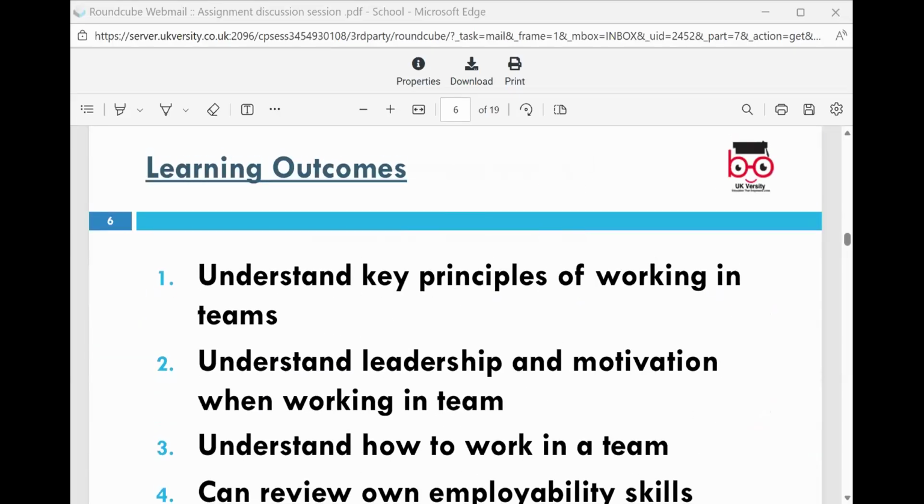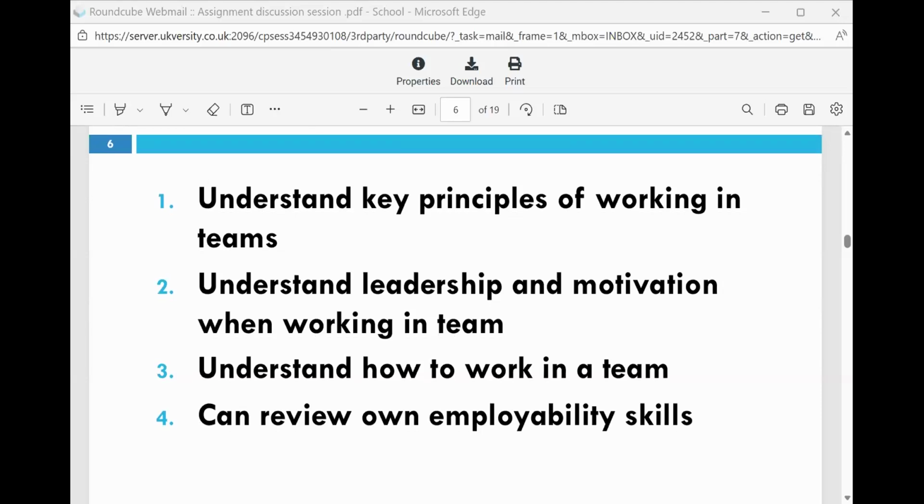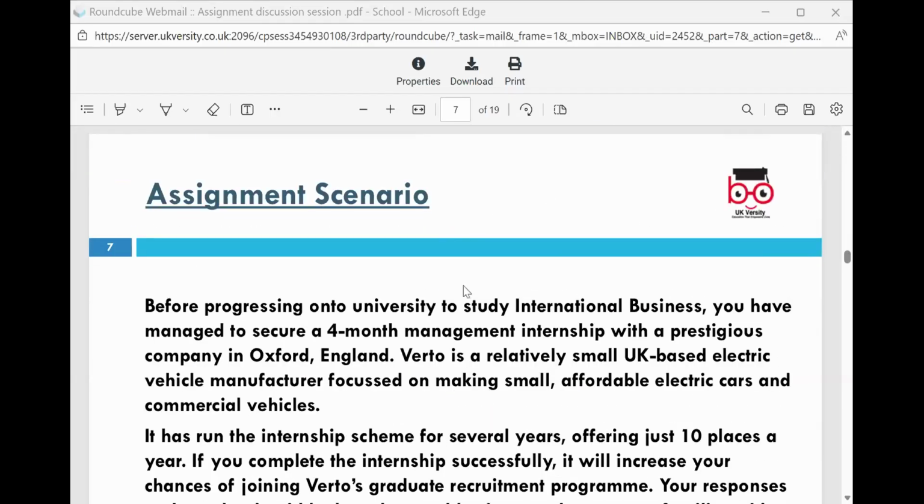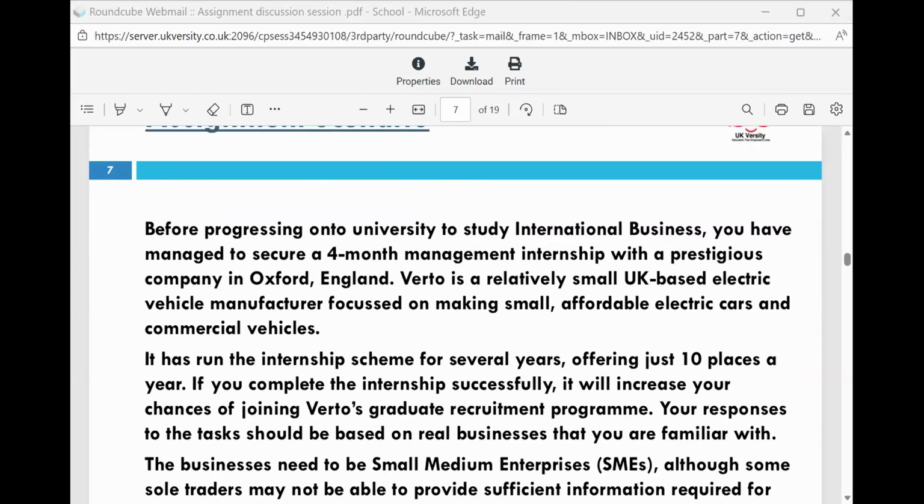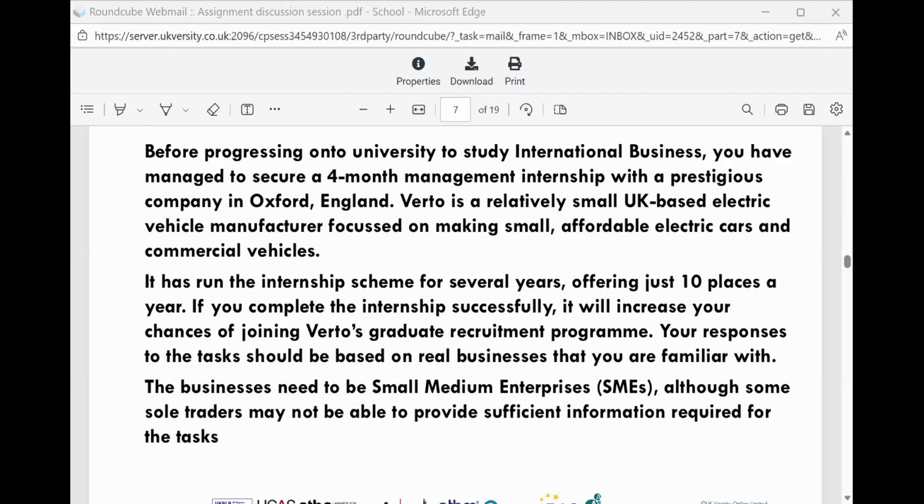Okay. So as we've gone through the learning outcomes: understand key principles of work teams, and we've gone through these already; understand leadership and motivation when working in a team; understand how to work in a team; and review your own employability skills. So let's go through the assignment scenario. Before progressing onto university to study international business, you have managed to secure a 4-month management internship with a prestigious company in Oxford, England.